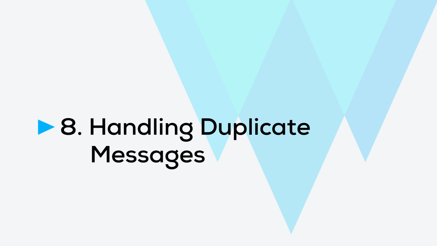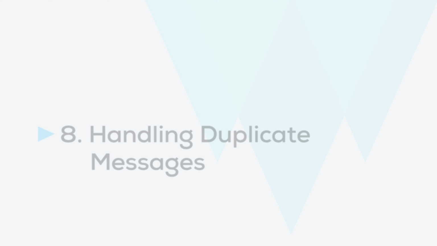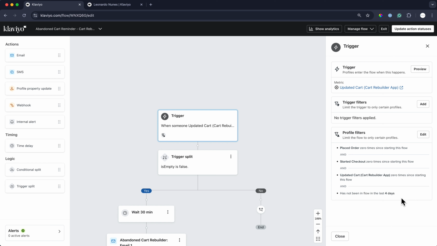Part 8. Handling duplicate messages. Another common issue is duplicate messages. Duplicate emails can be annoying and make your communications less impactful. To prevent this, you'll want to set up your flow filters correctly.